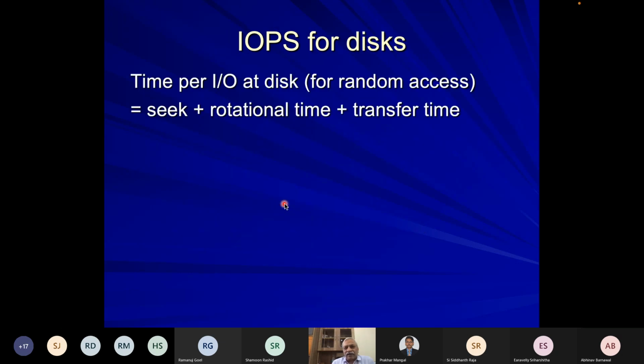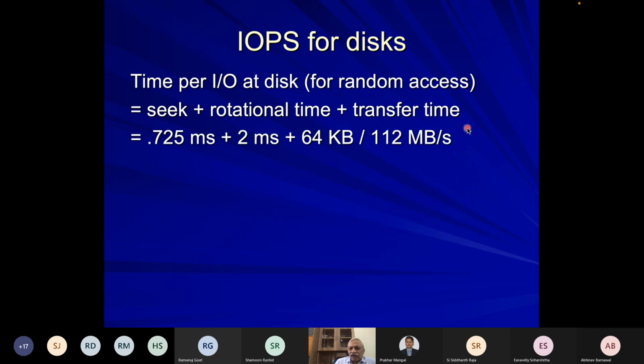Now let's see from the disk side. Time taken per IO for disk is seek time plus rotational time plus transfer time. We are ignoring the controller time here. Suppose seek time is given to be 0.725 milliseconds on average. Rotational latency, knowing the RPM, we can find the time for one rotation. Let's say that turns out to be 2 milliseconds. And 64 kilobytes transferred at the rate of 112 megabytes per second. That is given. We add all these, it adds up to 3.3 milliseconds.